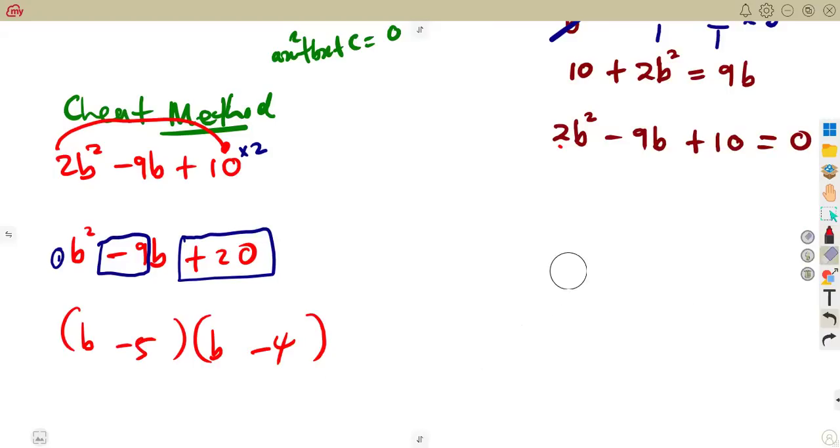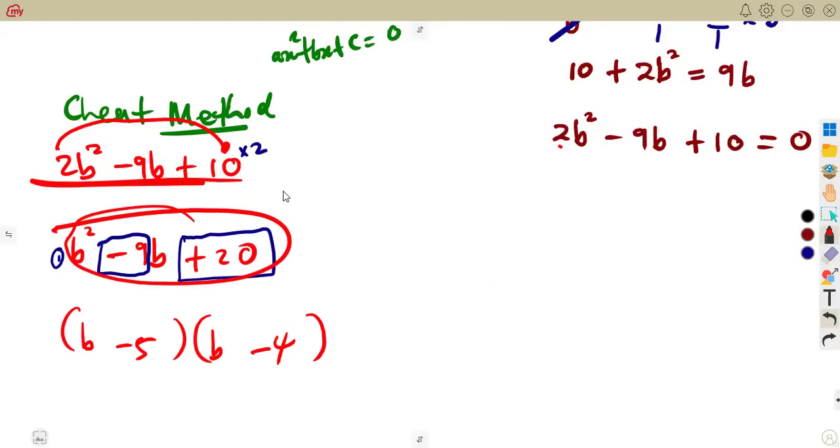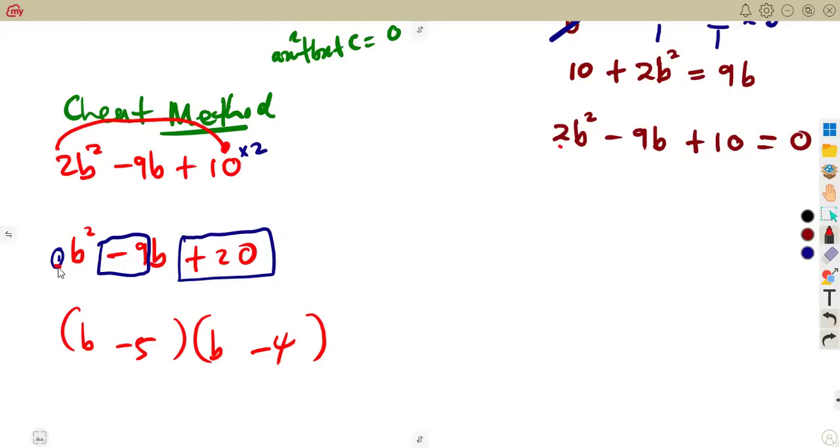This is not our answer because it is of this, not of this one. We have to cheat so that we have this as a 1 from the 2b squared that we had. So we bring back that 2 that we removed. So we have to bring it back.